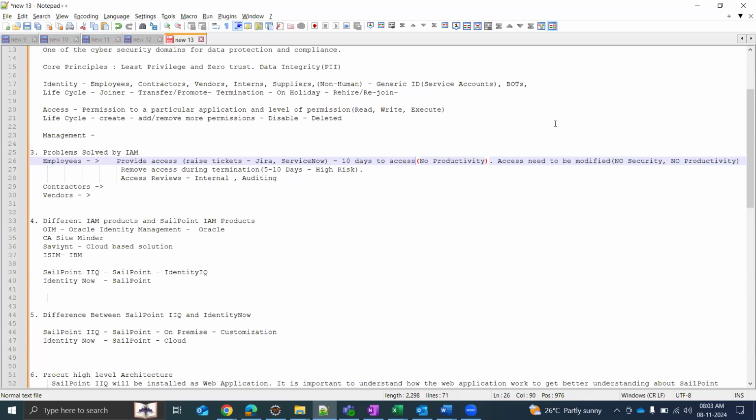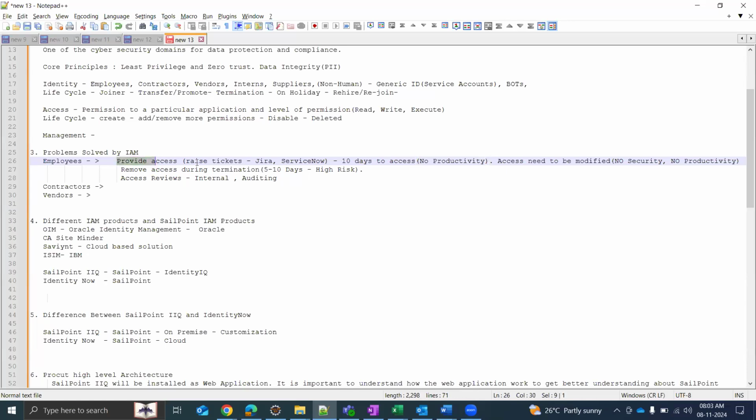And the same is the case with other operations. Let's say you already have access to your email and you need more permissions, so you have to raise a ticket. Again, the fulfillment will take time. And when you are leaving the organization, someone has to raise a request on your behalf to remove your access, otherwise it's a big risk.